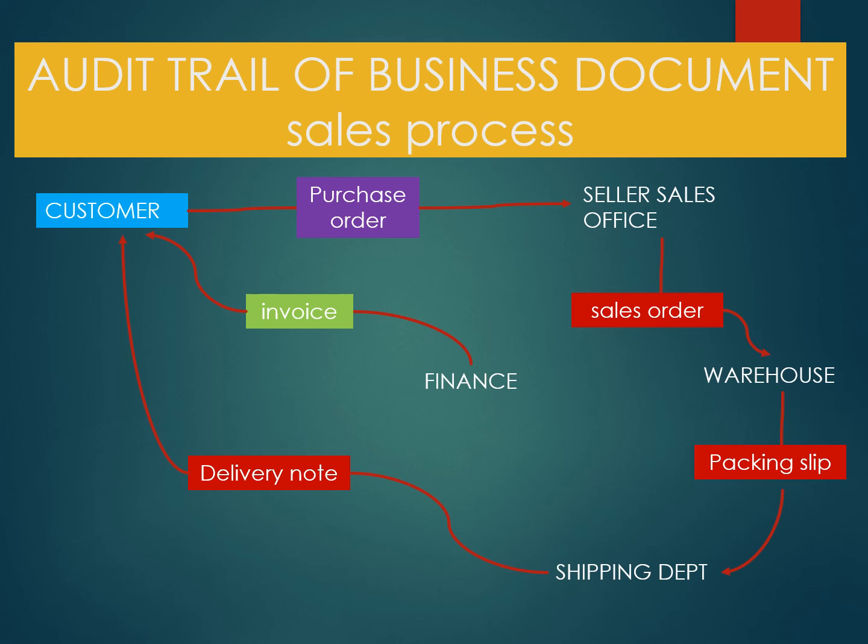The red ones, sales order, packing slip, and delivery note, will not affect the accounting records, but they are business documents that are needed in the sales process. So they can be the audit trail for the sales process.